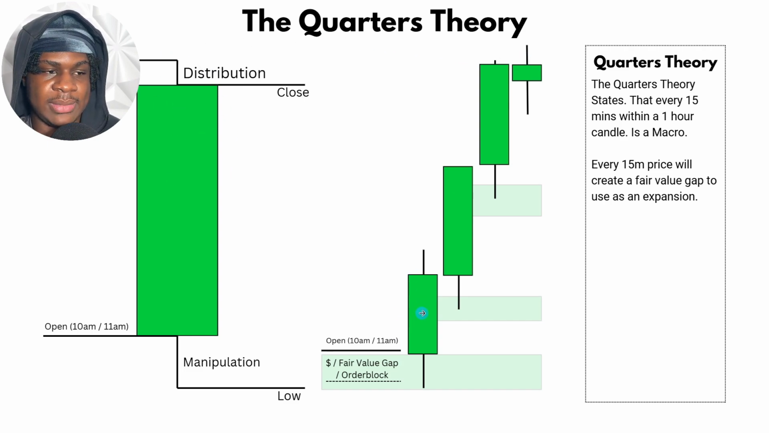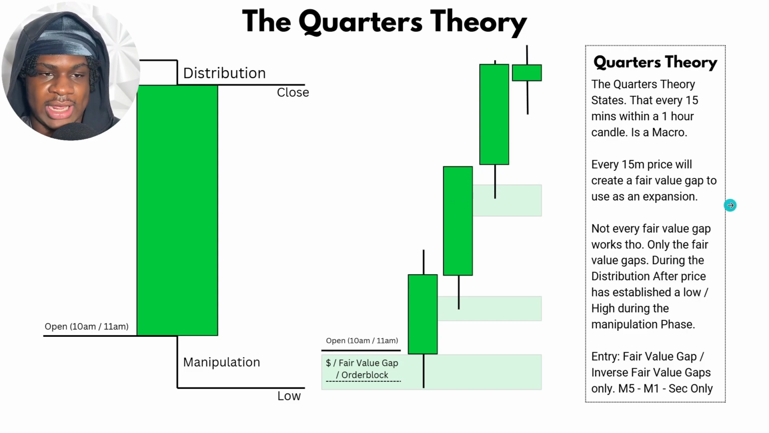Within this 15-minute candle right here on the lower time frames, like the M5 or the M1, price will create a fair value gap. And as you can see, the next 15-minute candlestick opens up, comes lower into that fair value gap to find support to push higher. Same thing right here. Next 15-minute candlestick opens up, comes within that prior 15-minute candlestick to find support to push higher. But obviously not every single fair value gap works.